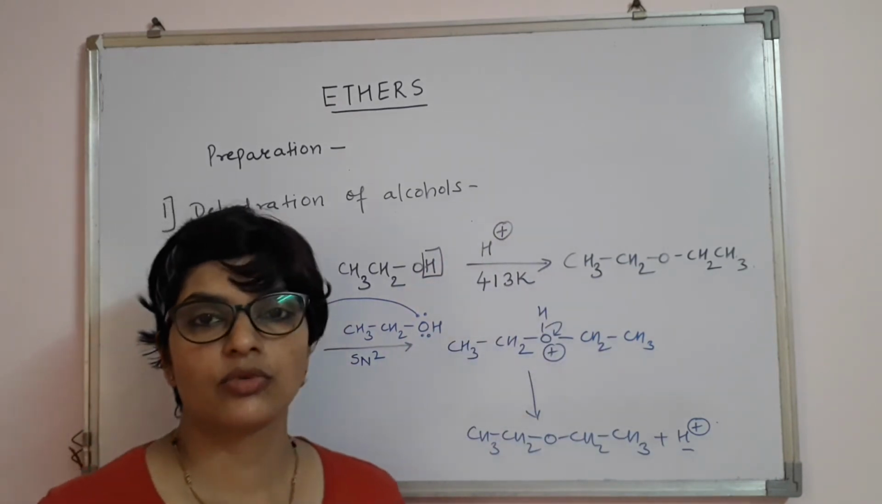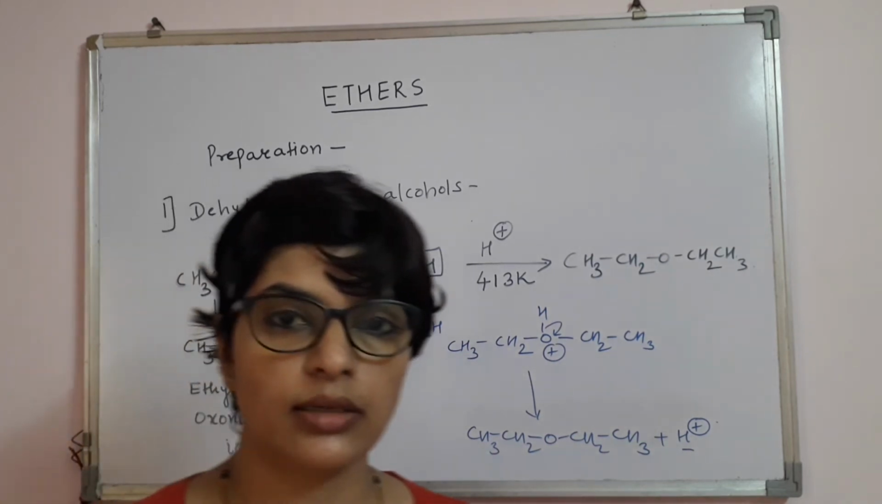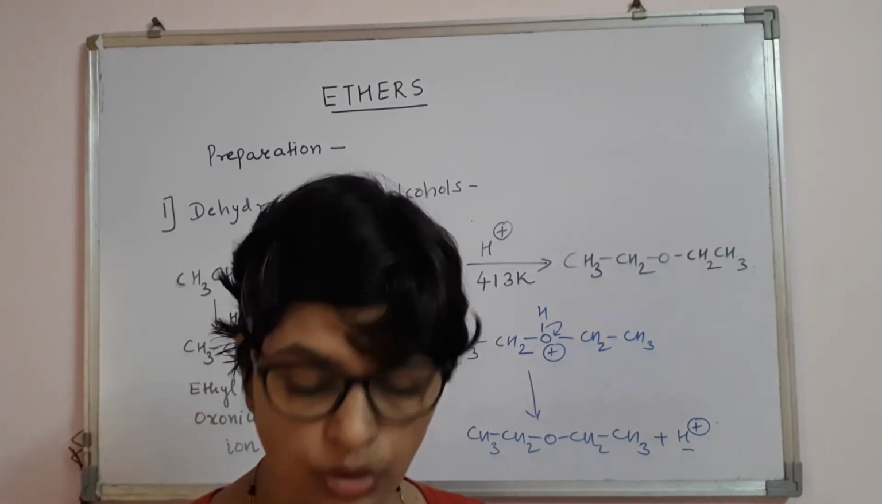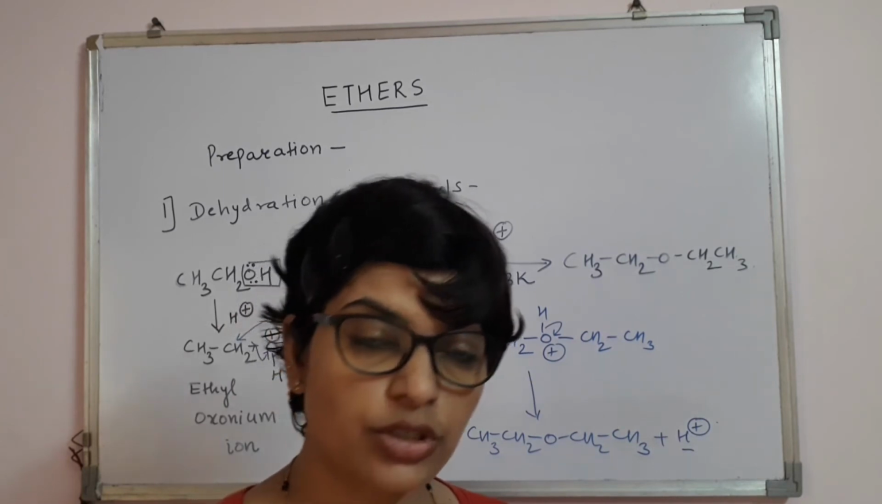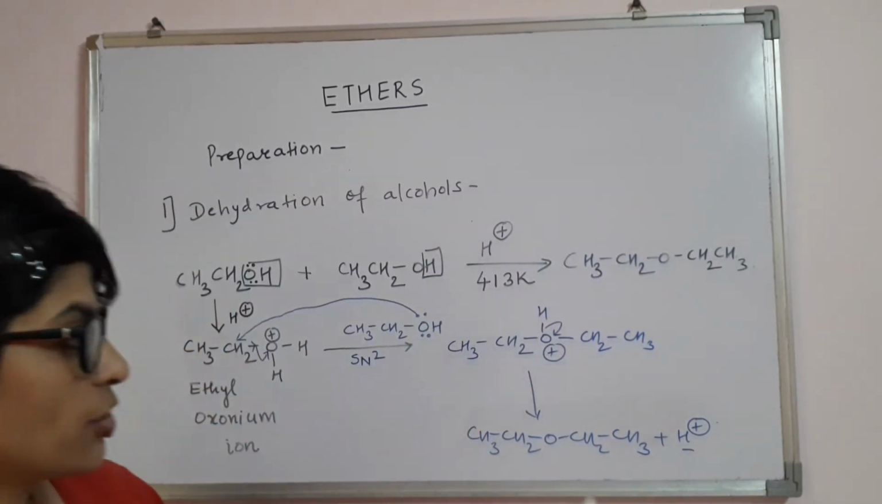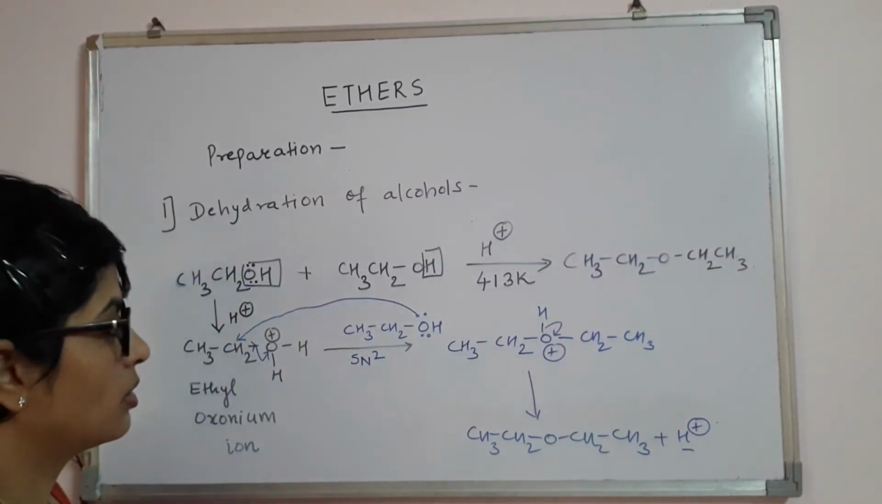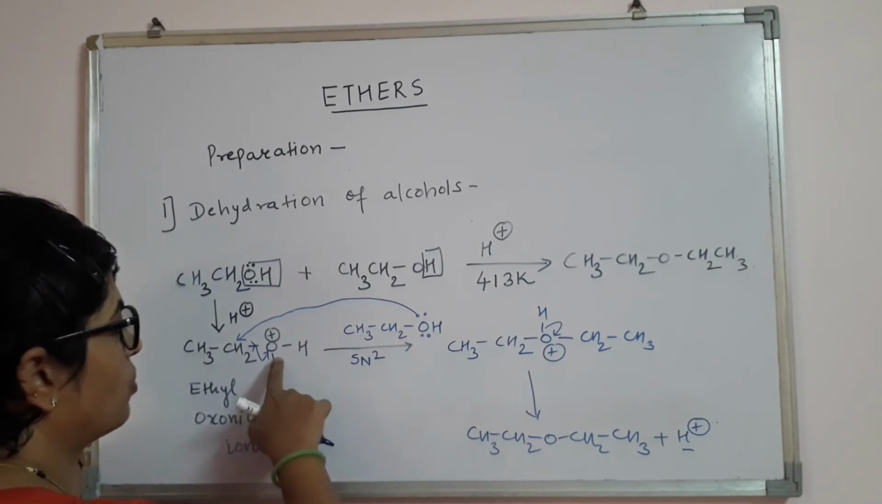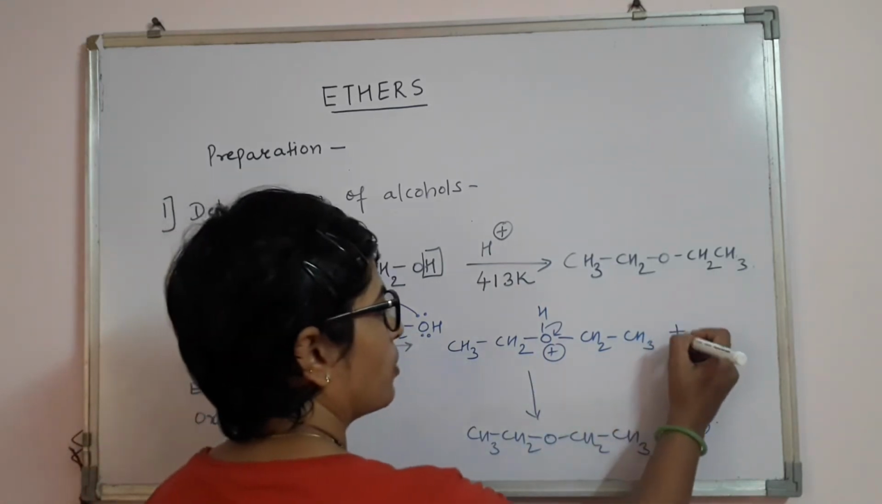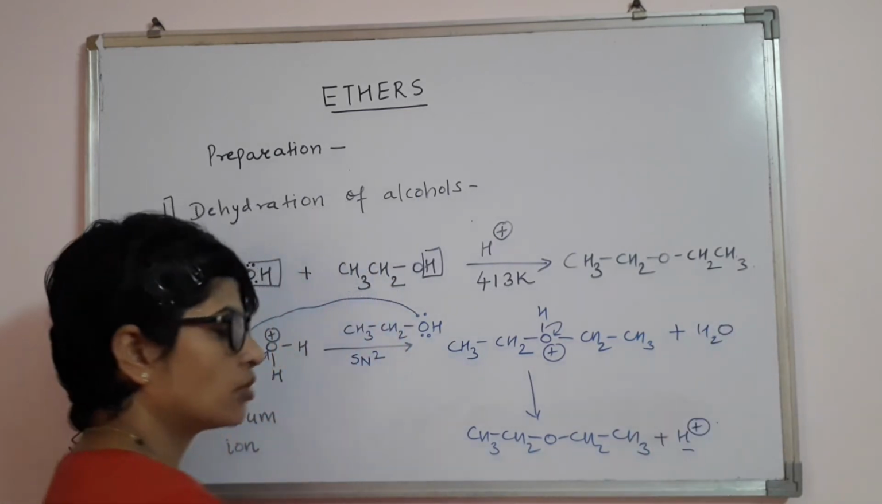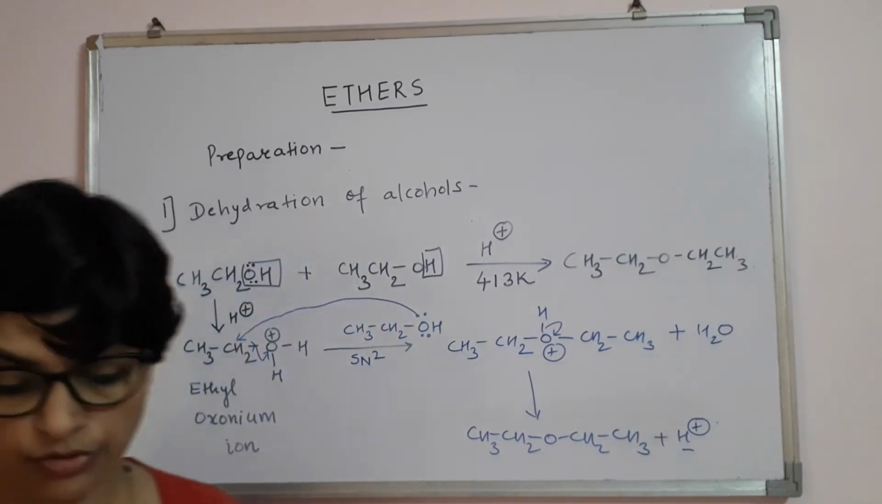Concentrated sulfuric acid will therefore be acting as a catalyst. It will also be acting as a very good dehydrating agent, because it will remove the moisture which is coming out in step number 2. You can see that water was coming out here, so I will write water also. So that is the role of your concentrated sulfuric acid.